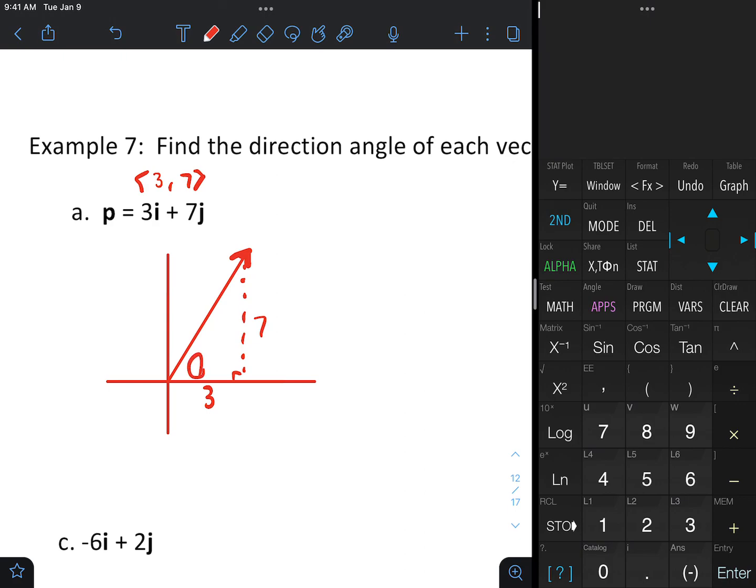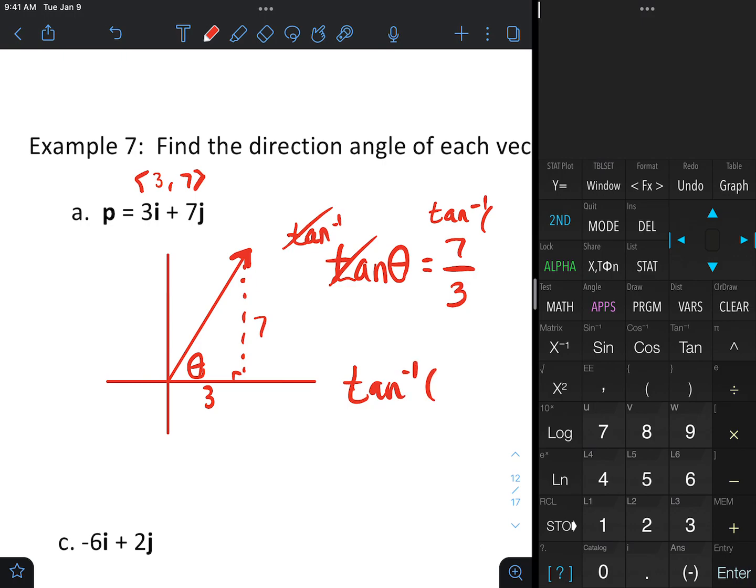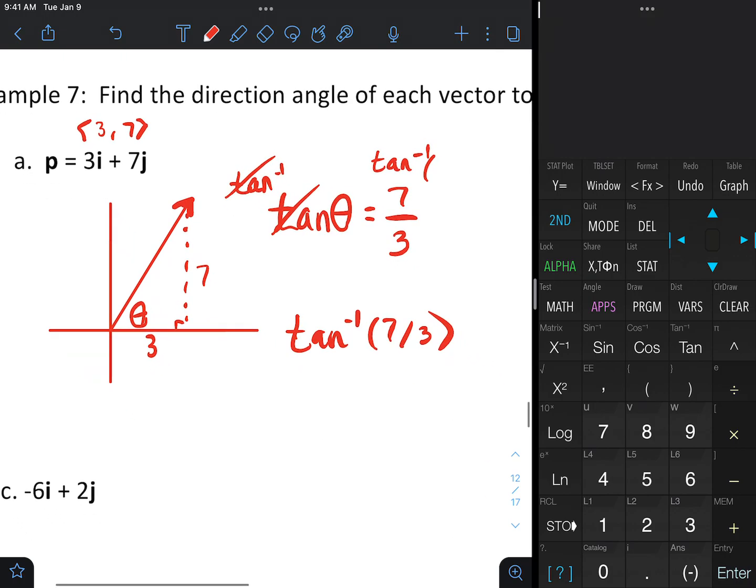And usually they're going to just ask you, hey, what's the angle? And honestly, I just use regular trigonometry that we've learned from geometry to find it. We just say, hey, tangent of theta equals 7 over 3. And then don't forget, when you're solving for an angle, you do tangent inverse of both sides to cancel out. And then we need to do tangent inverse of 7 divided by 3, kind of like that.